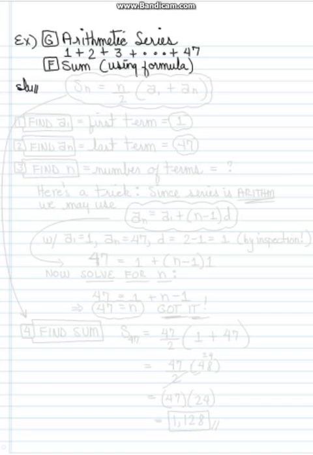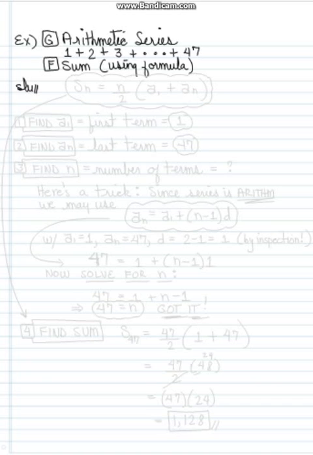We're told that this is an arithmetic series, 1 plus 2 plus 3 plus dot dot dot plus 47, and they want us to find the sum using the formula. So we're going to use the formula. The sum of the first n terms, S sub n, equals n divided by 2 times the first term, a sub 1, plus the last term, a sub n.